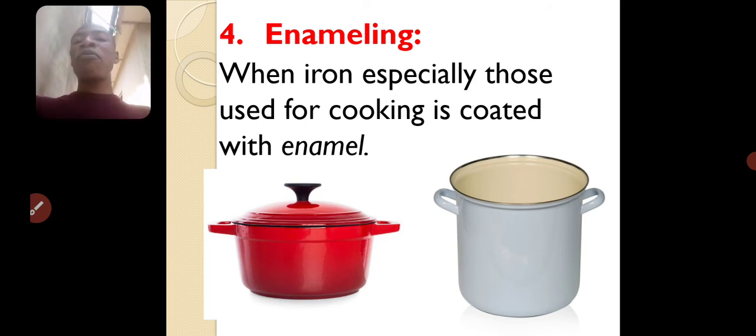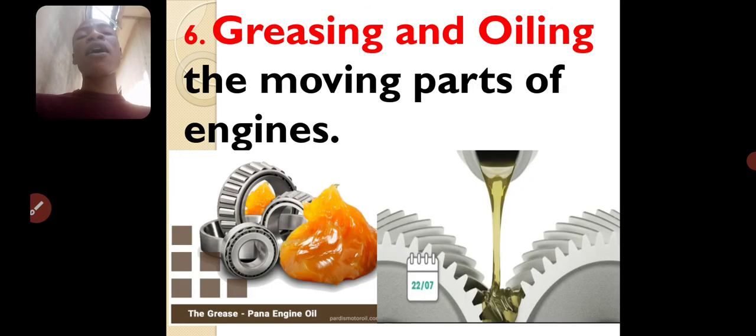Another method of preventing rusting of iron is by oiling the iron. When you oil the iron or you grease the iron, water cannot mix with oil. So once you have covered the iron with oil, water will not be able to interact with the iron. So anything you can do to prevent the metal from having contact with air, or having contact with water, or having contact with both of them, that method will prevent the metal from getting corroded.